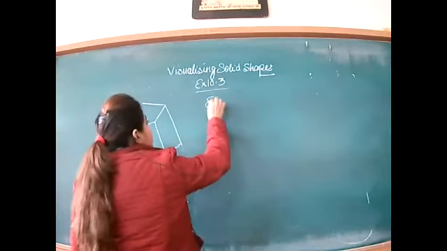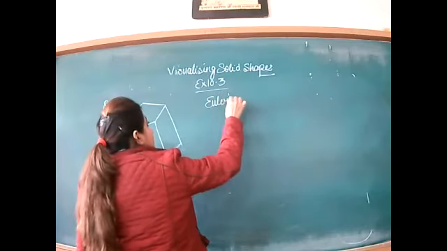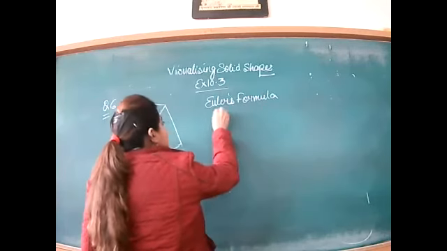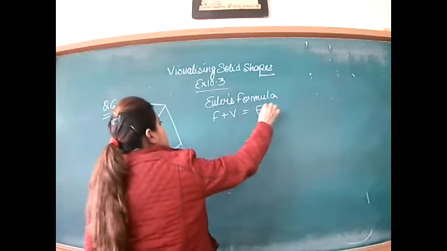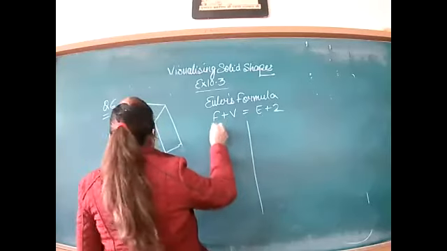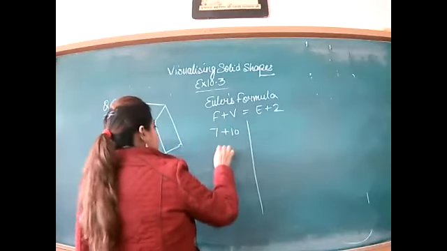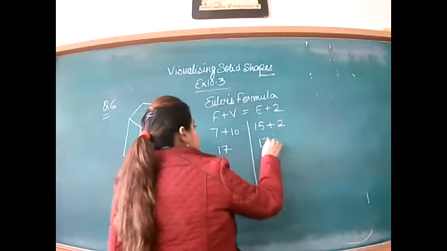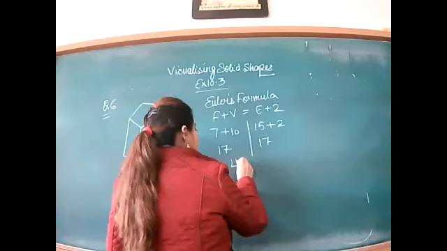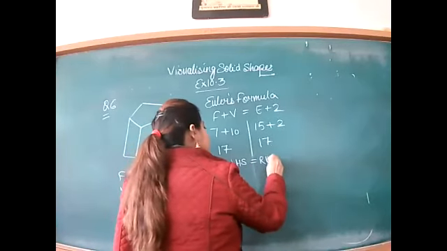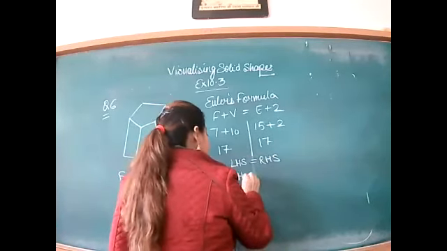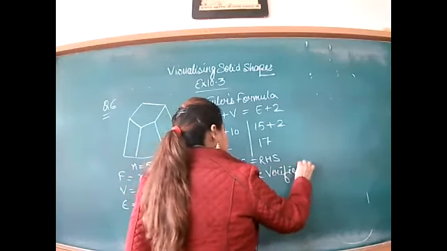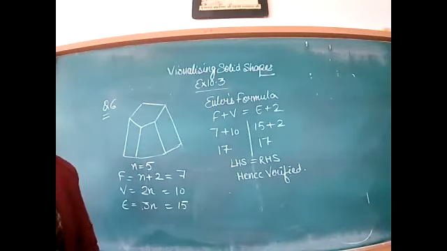Now you have to verify Euler's formula that we have already discussed. Euler's formula, that is F plus V is equal to E plus 2. And you have to verify this formula. Faces 7, vertices 10, that is 17. Edges 15, 15 plus 2 is 17. So left hand side is equal to right hand side, hence verified. Is it okay?